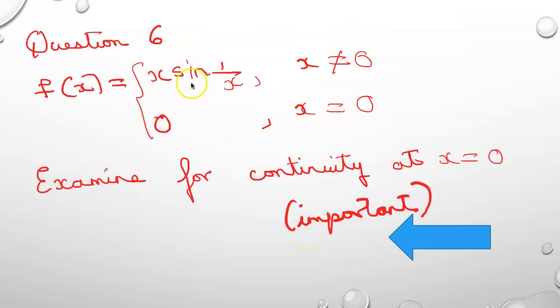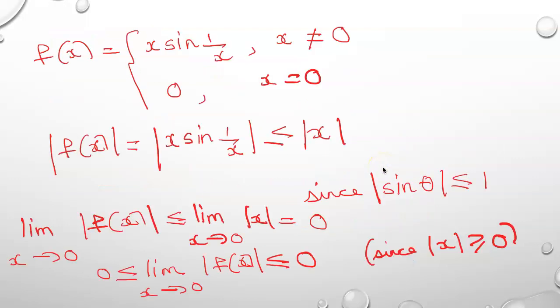Question 6. f(x) equal to x sine 1 by x when x is not equal to 0, and 0 when x is equal to 0. Examine for continuity at x equal to 0. Now this is an important problem. So we have f(x) equal to x sine 1 by x when x is not equal to 0. So note the method here. We take mod f(x), which is mod x sine 1 by x. This is less than or equal to mod x, because mod sine theta is less than or equal to 1. So mod sine 1 by x will be less than or equal to 1.